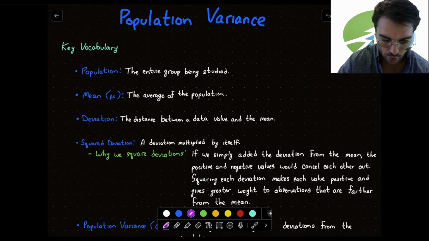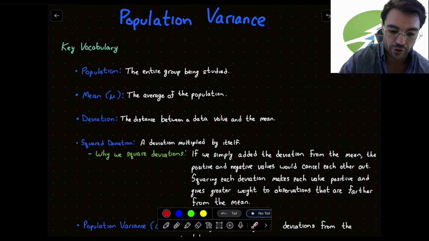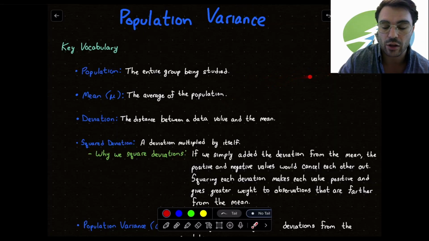Anyway, so the mean, which for population variance is referred to with this symbol mu here, is the average of the population, which we should know by now. The mean average is calculated by adding all of the elements of a data set, which we've been referring to as observations, divided by the number of observations. Deviation, the distance between a data value and the mean, okay?